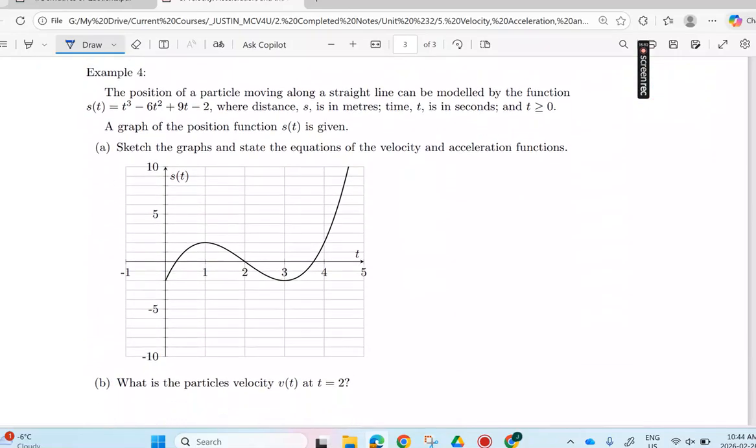So I left example 4 blank. I'll leave that for you to do, and then I'll post this with the solutions. Take care.